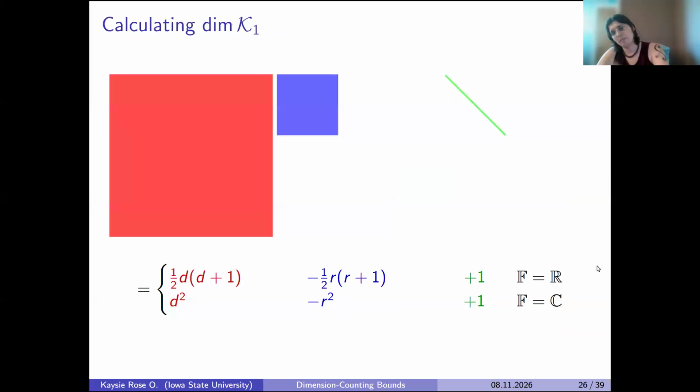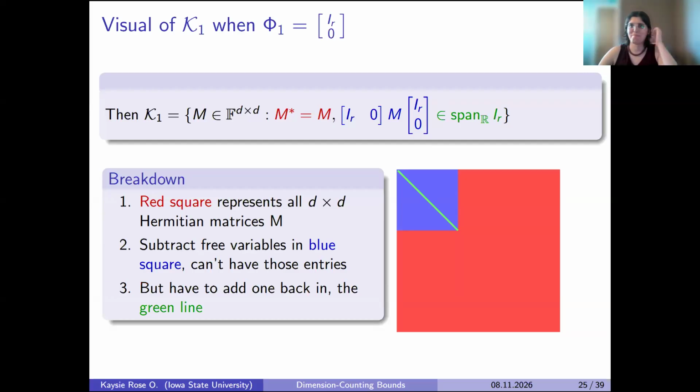But we have to add back in one free variable because we are allowed to land in the span of the identity in that blue square. So red's free, we take away blue, but we add back in green. And this postage stamp visual is why we call them corner matrix spaces, because whether or not you're in it is determined by this corner.